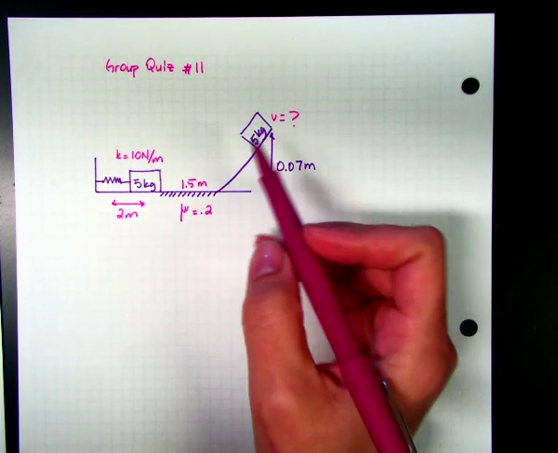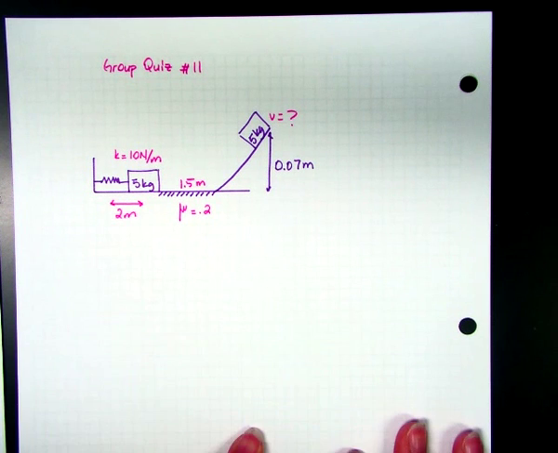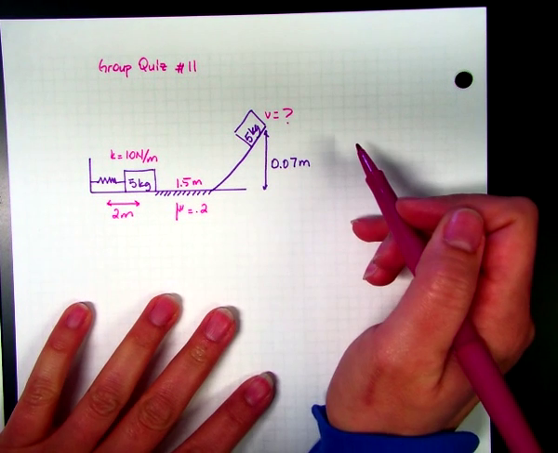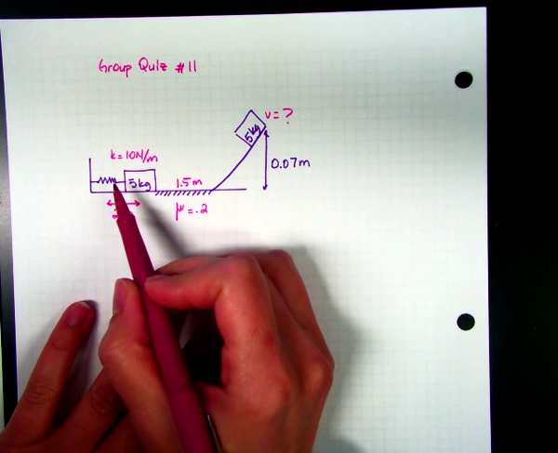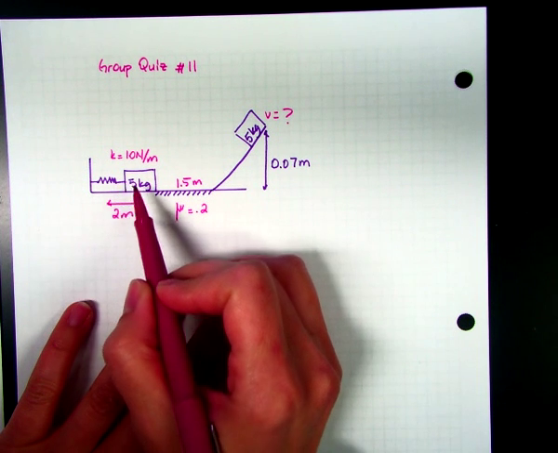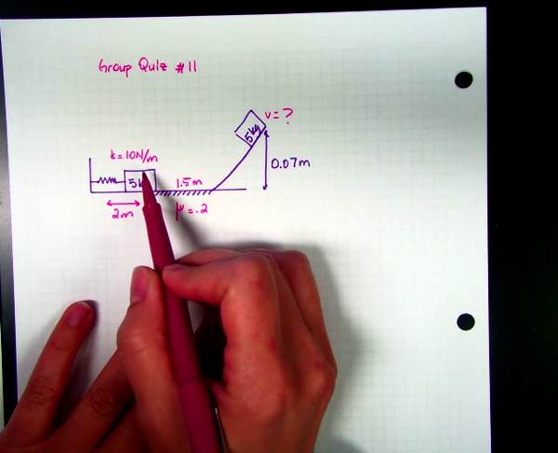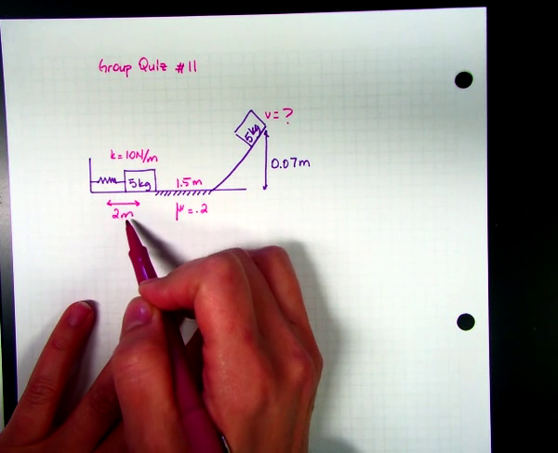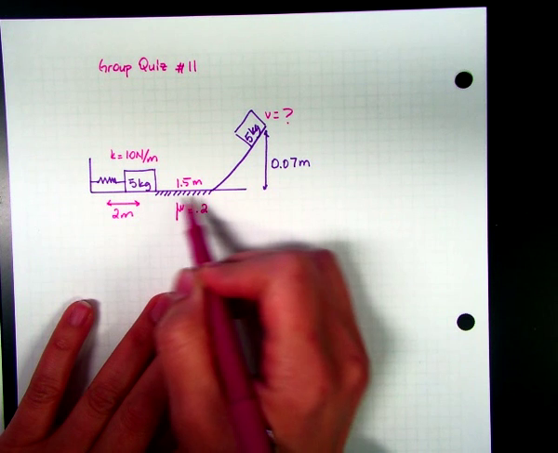We're going to do group quiz number 11, first part, and the question looks like this. We have a 5 kilogram object. The spring is compressed by this object. The spring constant is 10 Newton per meter, and it is compressed 2 meters. And then we are followed by a surface which has friction.